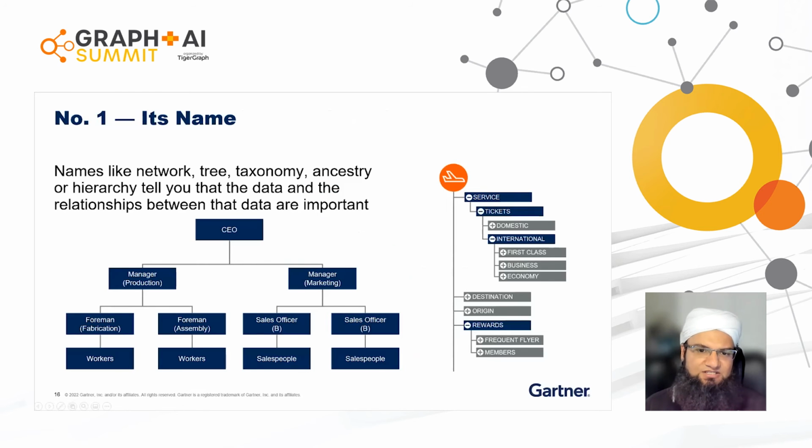So the first tactic is obvious. Look at the name of the data structure that you are trying to analyze or work with. Names like network, tree, taxonomy, ancestry, hierarchy tell you that the relationships between the data are important and better described and addressed by graph techniques and technologies rather than row or column tabular-based approaches.